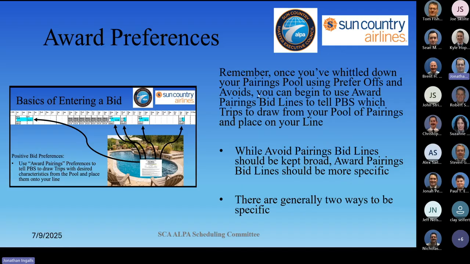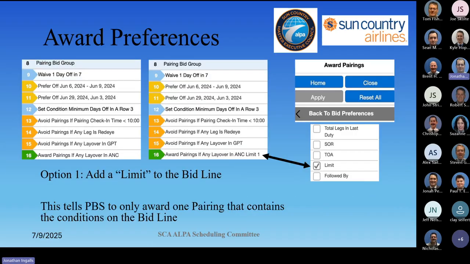How can we be specific? A couple of ways. One is limit. If you remember that example earlier with the Kona and Anchorage awarding, we used that limit command. If we look at that green line 16 on both of these examples, on the left side there's no limit. So when the system reads line 16, I'll use my mouse to point, it's going to award us as many Anchorage layovers as it can to get as close to the threshold as it can until it runs out of Anchorage layovers.